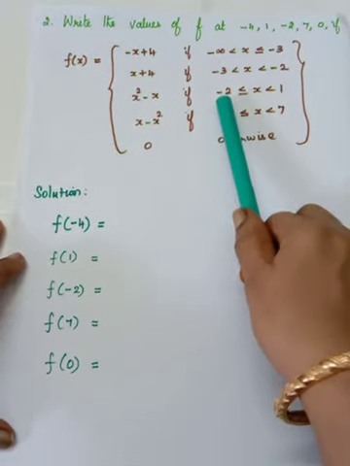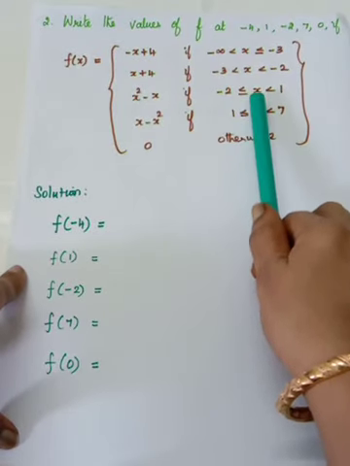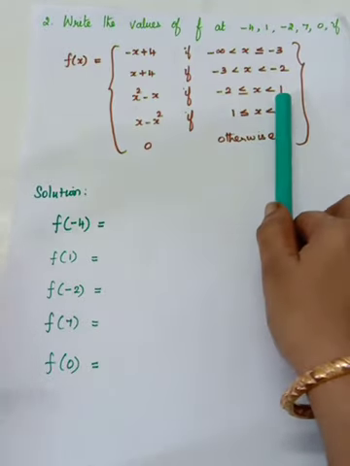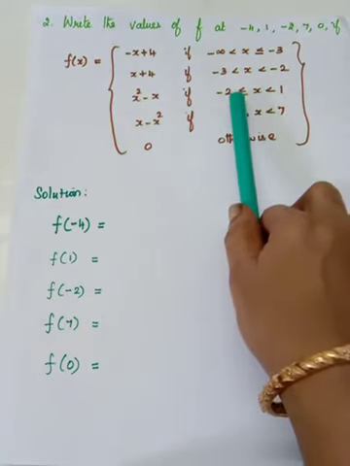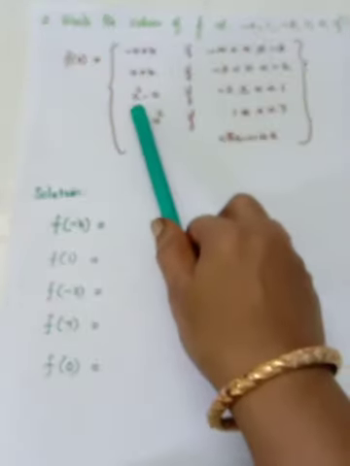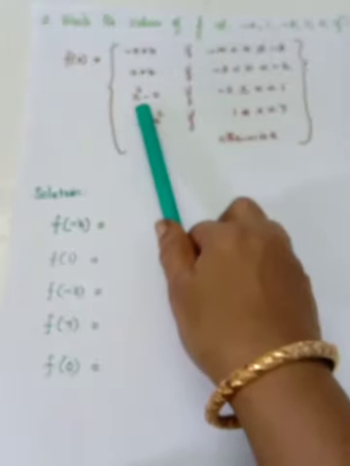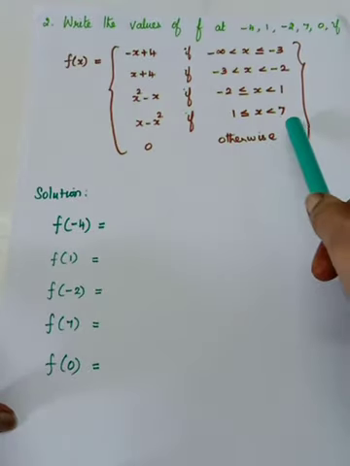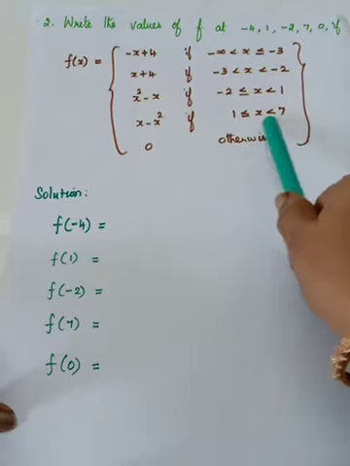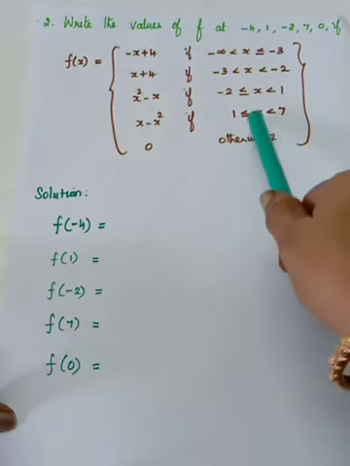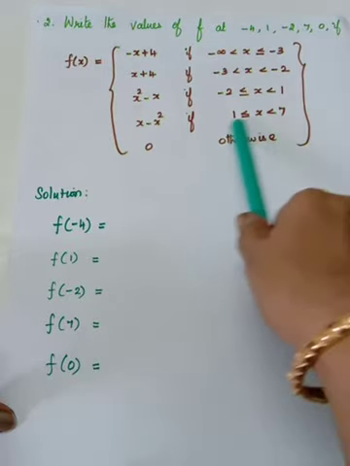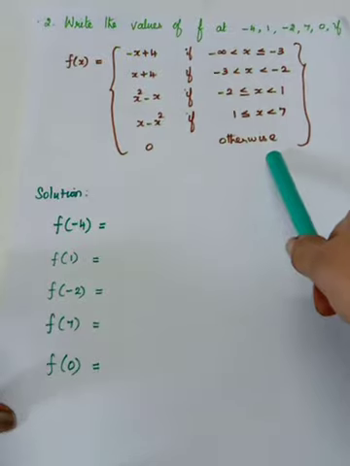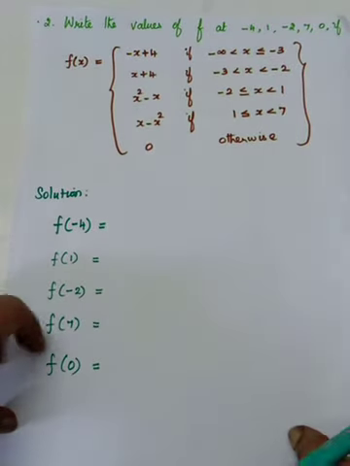And next, minus 2 less than or equal to x less than 1. Here minus 2 is included, 1 is not included. So from minus 2 to 1, f of x is x squared minus x. Next, 1 less than or equal to x less than 7. So 1 is included, 7 is not included. If x takes these values, f of x is x minus x squared. Otherwise, we have to choose 0.